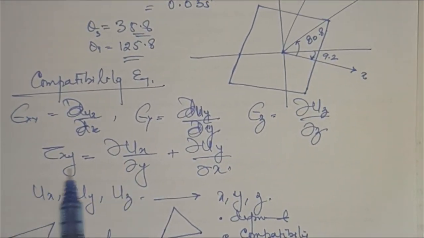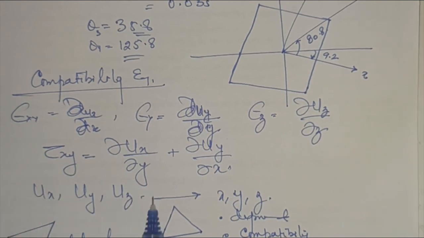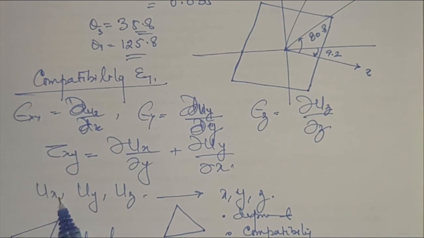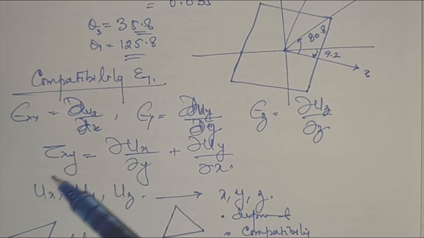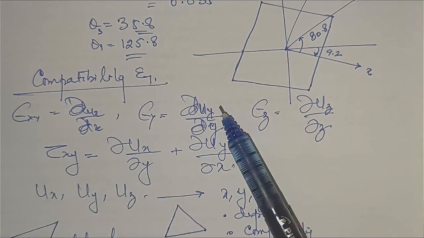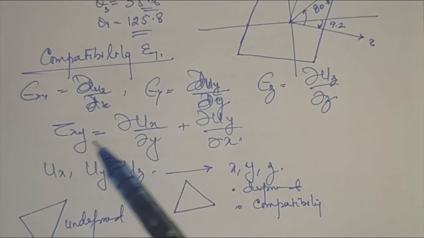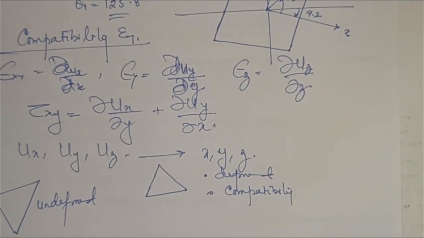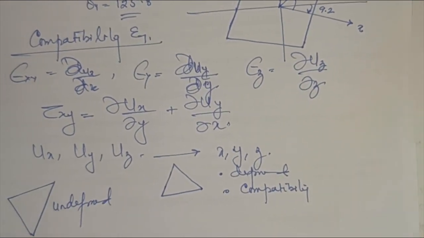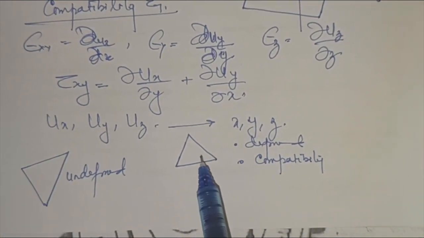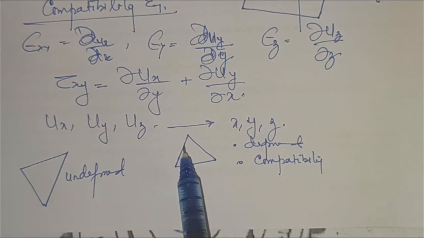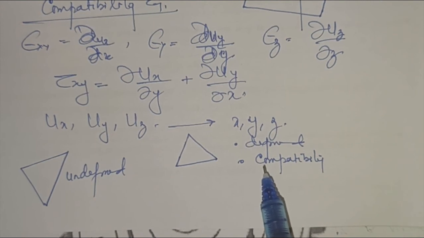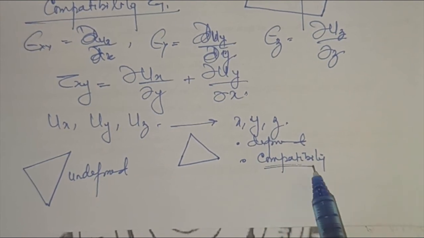If you differentiate the displacements, you will get strains, and if you integrate the strains, you will get the displacements. They should be together. In this way, the compatibility should be maintained. So if a body is deformed, then all the points of the body should have some corresponding points in the deformed configuration. If such happens, it is called a compatibility condition.